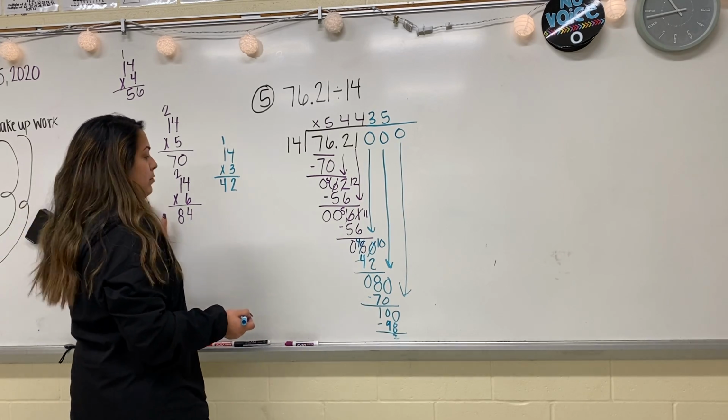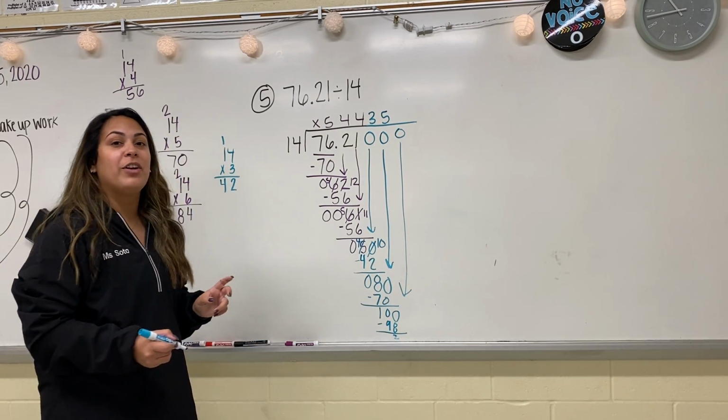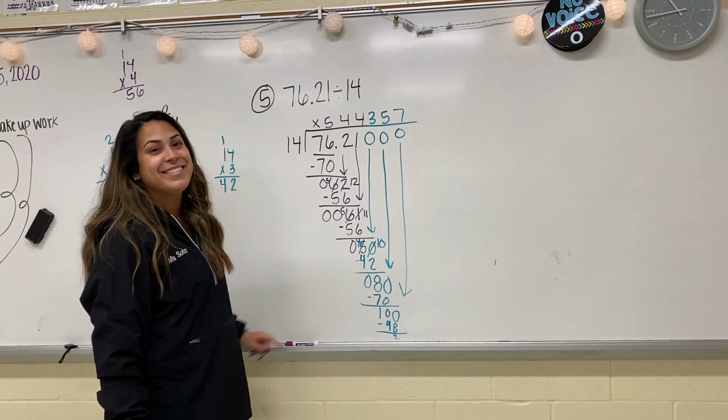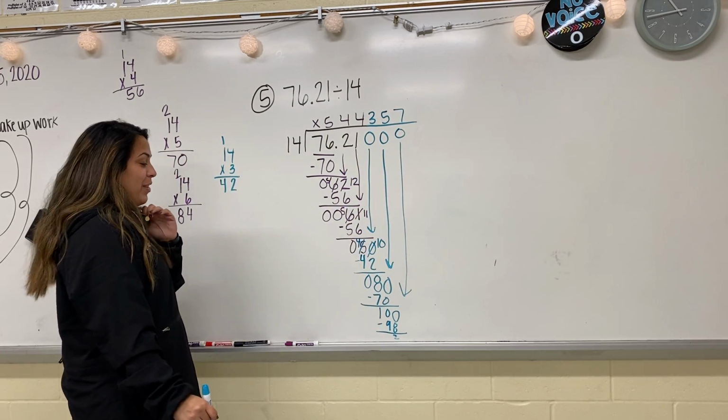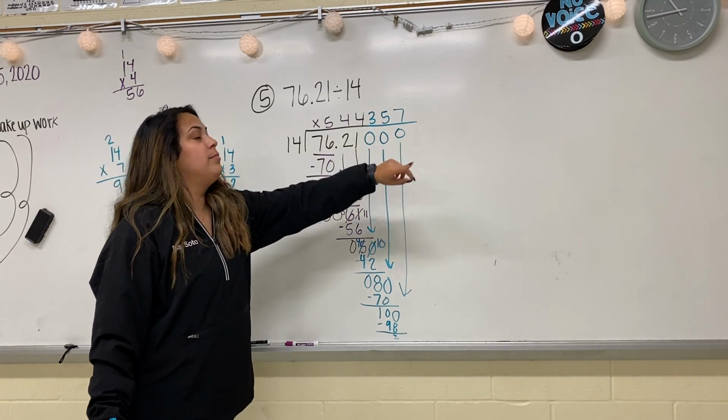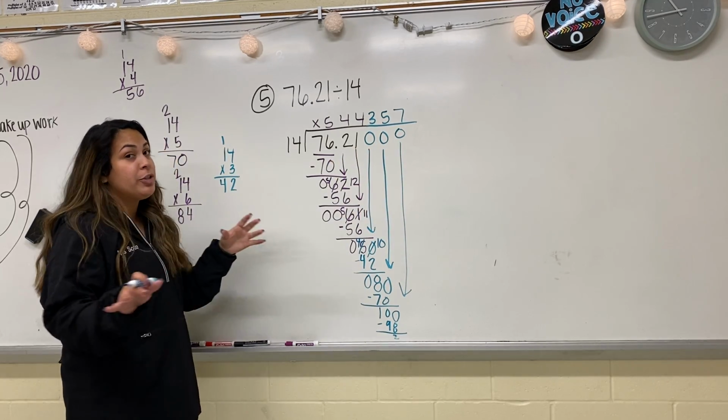Oh, I forgot to put... Y'all ain't tell me, Miss Soto, you forgot your 7. I put my 7 up here. Make sure you put your 7 up there, because I forgot that. My bad. Well, 14 can't go into 2, and I've already added my 3 zeros on the inside, so we're just going to stop here.